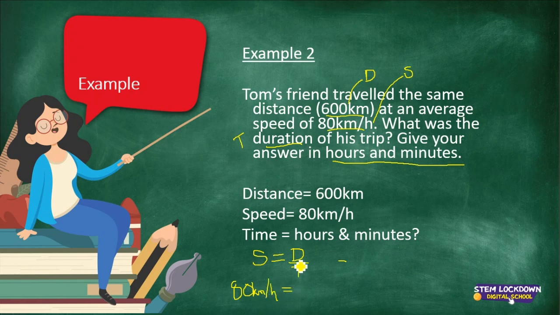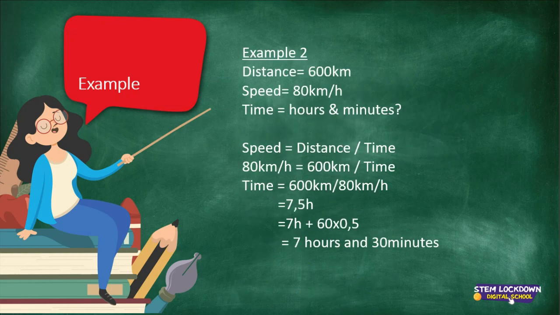For distance, what is my distance? My distance is 600. So for distance, write 600 kilometers. And for time, because I don't know what my time is, I'll just write T for time, right? I'm solving for T. This step is very, very important. Only after you've written this, then you can manipulate your formula, right? So I've done it for you here.